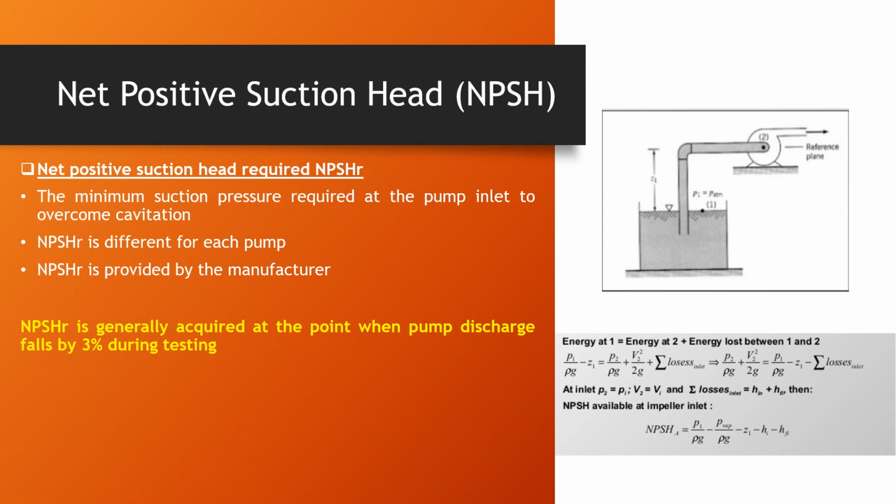Now if you rearrange it and get all the pump inlet terms on one side and keep the P1 and the Z1 and the losses on the other side, you can write down that P2 and V2 are going to be the total head on the pump inlet. That's going to be your net positive suction head available. So that will be equal to your P1 over rho g minus Z1 minus your losses.